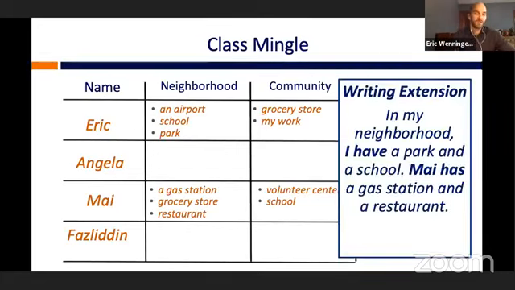So I'll often have my students, after they've talked with their classmates, write out a few sentences. So in this example, in my neighborhood, I have a park and a school, and my has a gas station and a restaurant. So I'm using the language of neighborhood and communities. And if you notice too, I'm differentiating between verb forms, I have and my has. So these link back to my language objectives, and they're things that now I can assess my students on to see if they know.